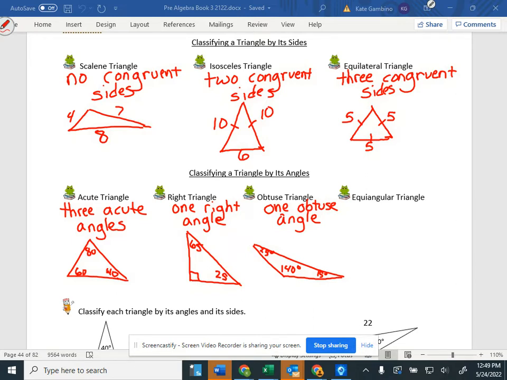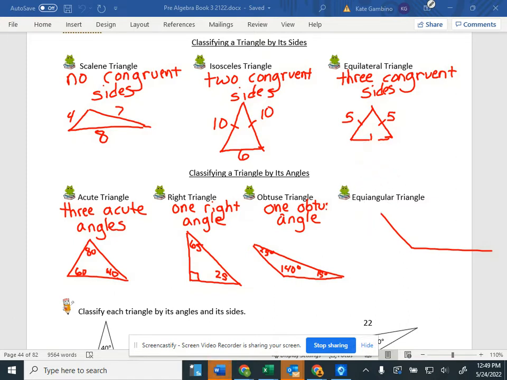Chase: Can there be an obtuse triangle with more than one? That is a great question. Can there be an obtuse triangle with more than one obtuse angle? So let's look at our obtuse angle. Could I make this angle be obtuse now? No, because then it doesn't connect.